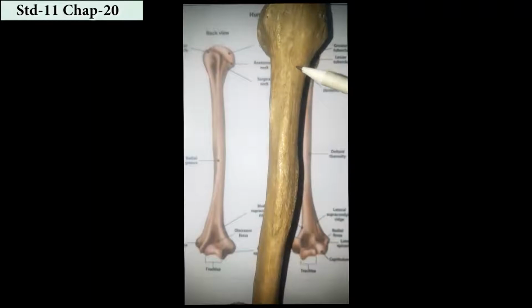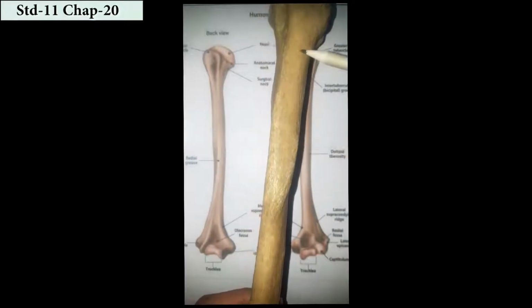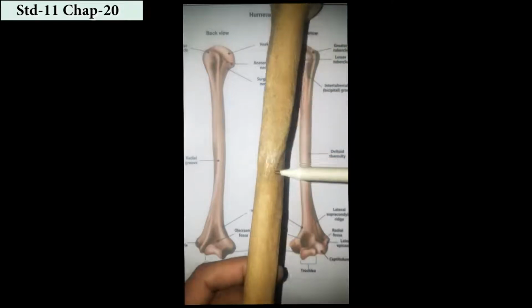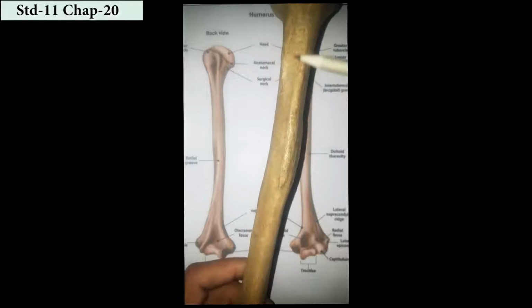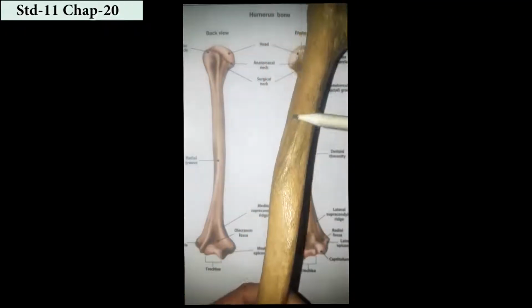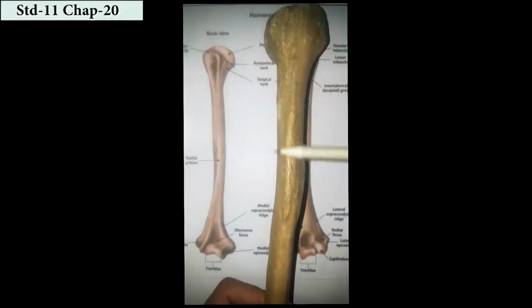At this side you can see a somewhat triangular area located at the anterolateral side. It is known as the deltoid ridge. Here the muscles of the arm are attached. This is the original, and these bones I am going to put in the bio laboratory. You can see it.